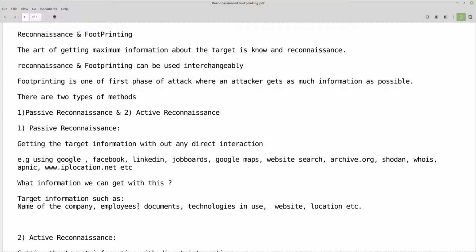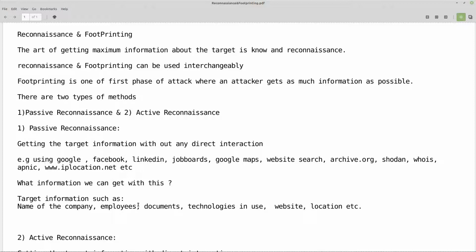There are two types of reconnaissance. First is passive reconnaissance and second is active reconnaissance. What do we mean by passive reconnaissance? In this type of footprinting, we are getting the target information without any direct interaction. We are not going to directly interact with the target, or with any computer or network. We get the maximum information about a company using tools which are freely available on the internet.